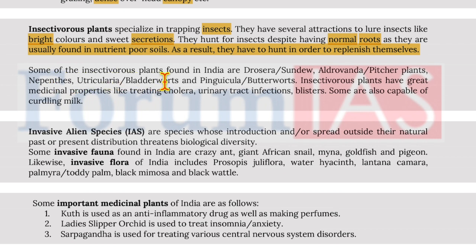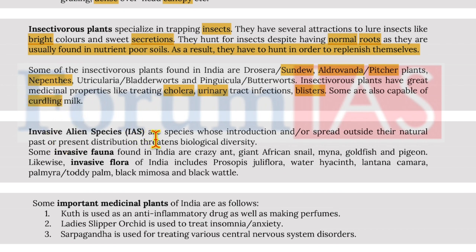Now, some of the insectivorous plants found in India are sundew, aldrovanda, pitcher plant, and a few others. Insectivorous plants have great medicinal properties like treating cholera, urinary tract infections, blisters. Some are also capable of curdling milk.